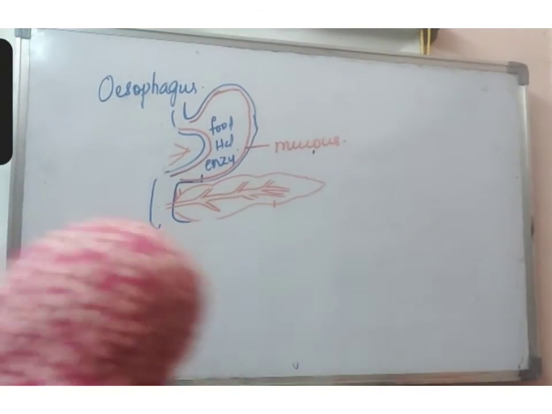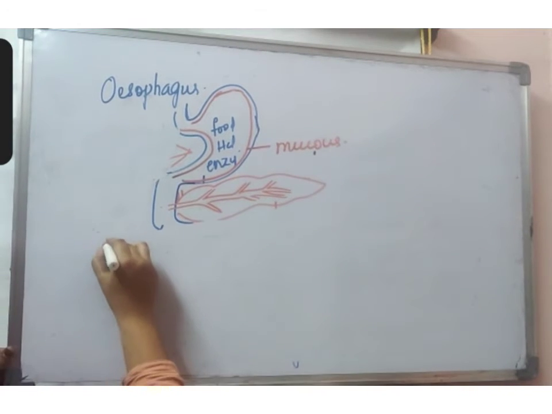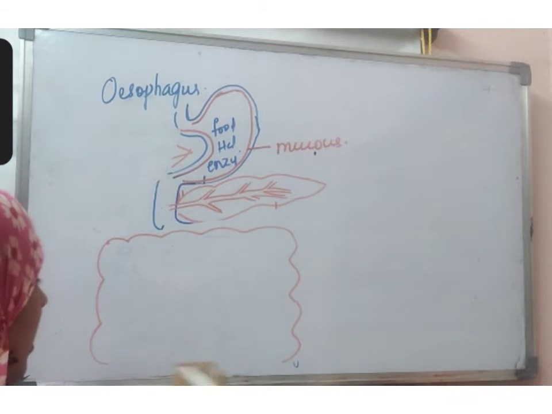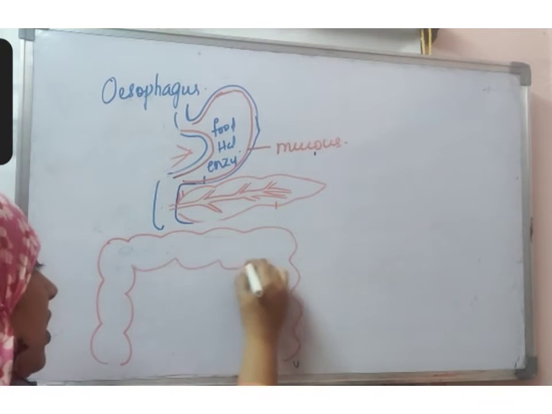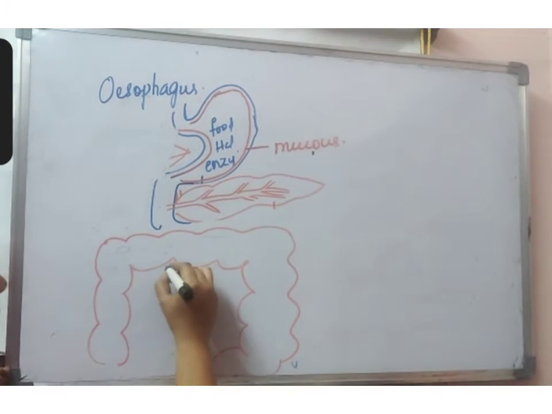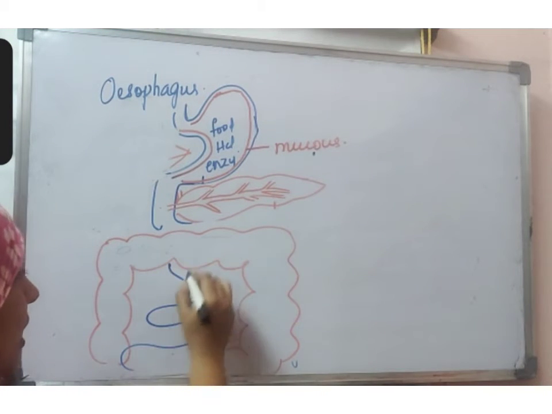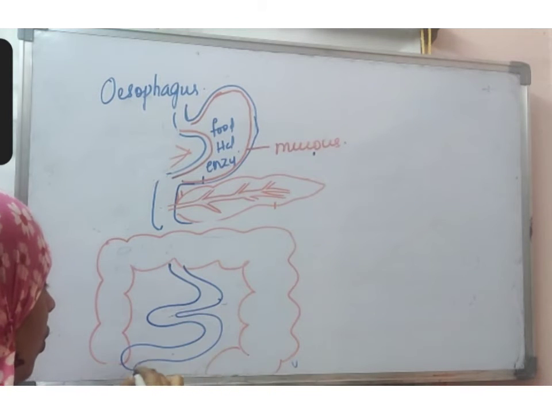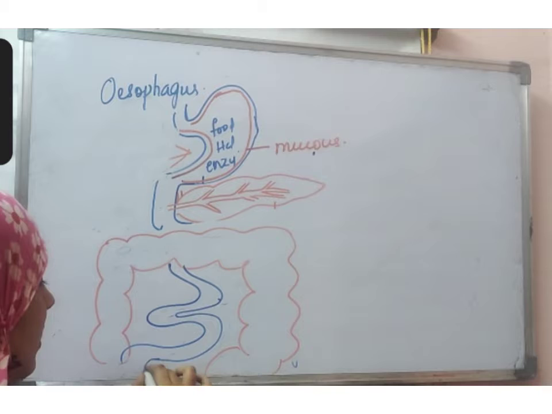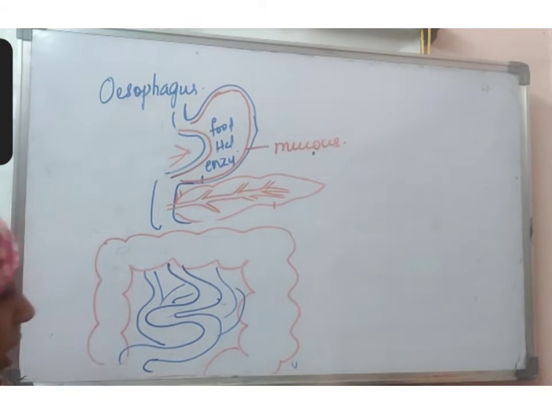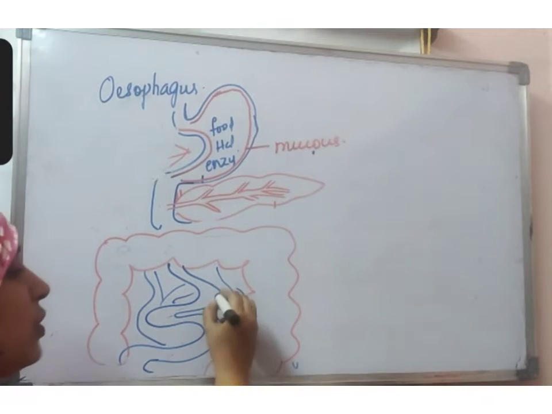So we have a large intestine here. So this will be large intestine. In between this large intestine, we can see the distribution of small intestine, which is highly coiled. Why is it highly coiled? So that more amount of small intestine can be spread in a small area. So this is all the coiled part of small intestine.